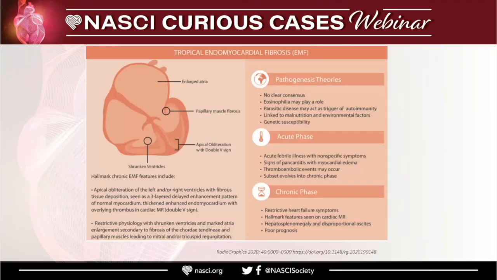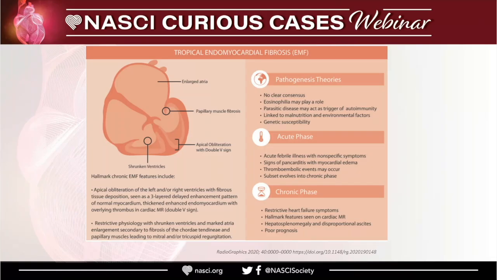So this is the pictorial depiction of what it does to our ventricles. Basically, it leads to the apical obliteration with a double V sign. The ventricles have a shrunken appearance. The valves get involved. The papillary muscles fibrose, and that results in valvular regurgitation, enlarged atria, and overall a restrictive heart failure kind of physiology in these patients.